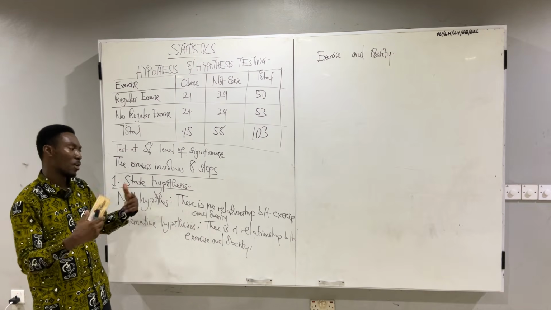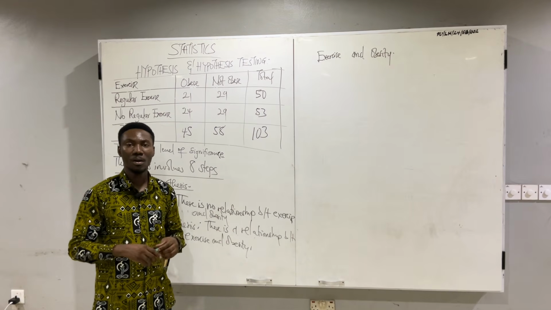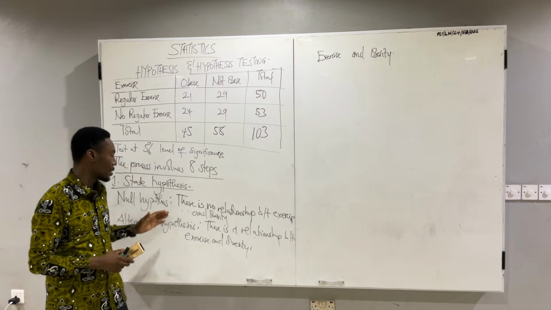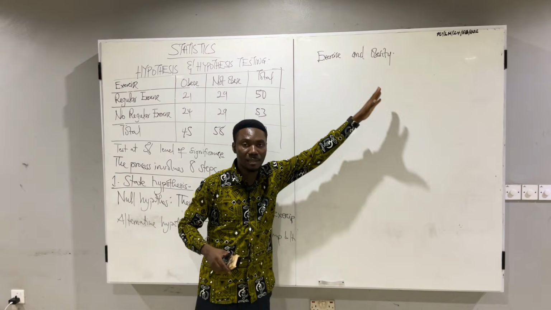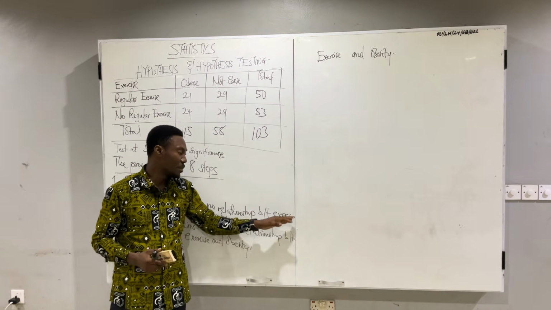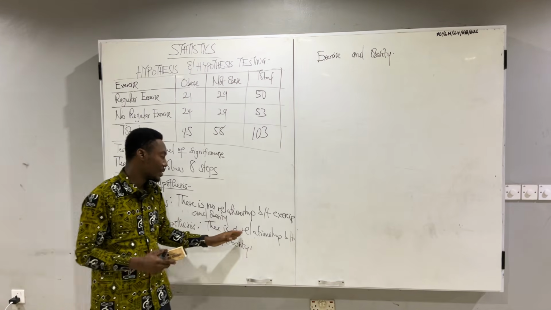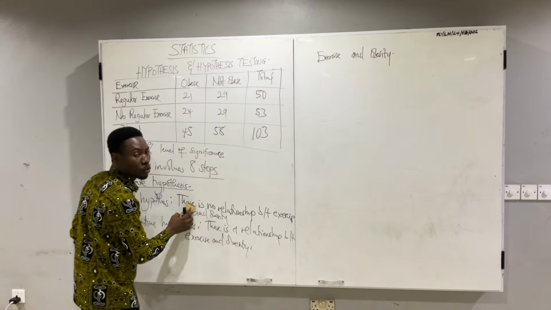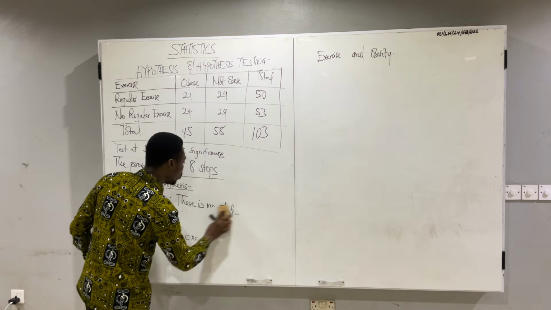But remember, someone will ask, where did we get exercise and obesity? These are two variables. All the time, the variables will be given to you in the question. So in this example, the variables we have are exercise and obesity. So in step one, you are going to write your null hypothesis: there is no relationship between exercise and obesity. Alternative hypothesis: there is a relationship between what? Exercise and obesity. Now let's move on to step two.